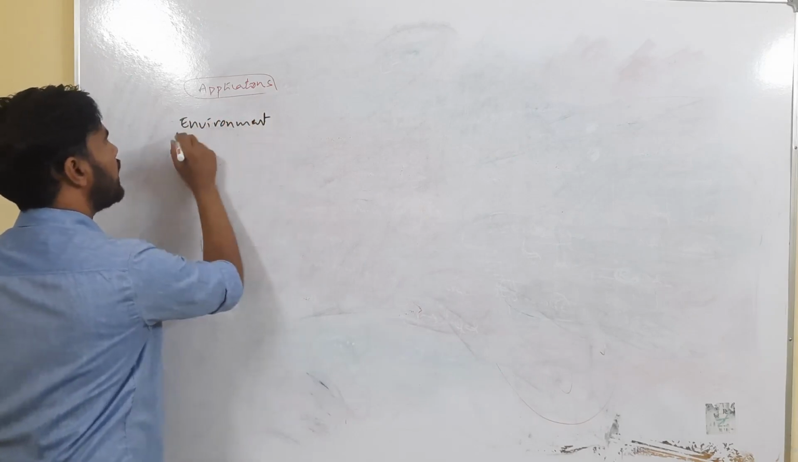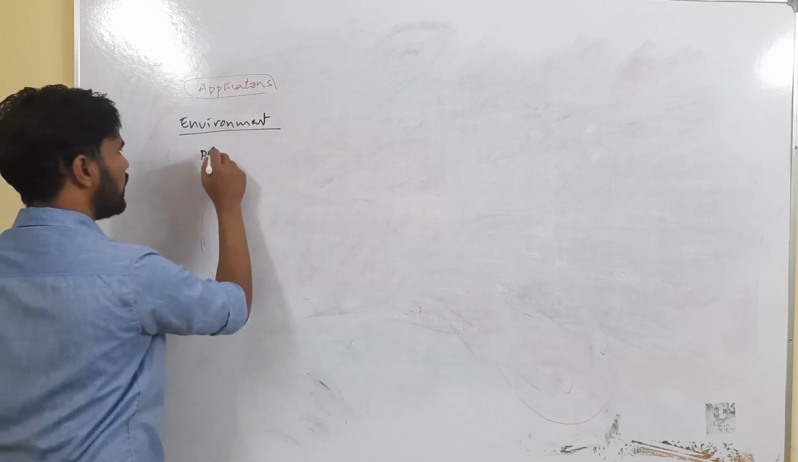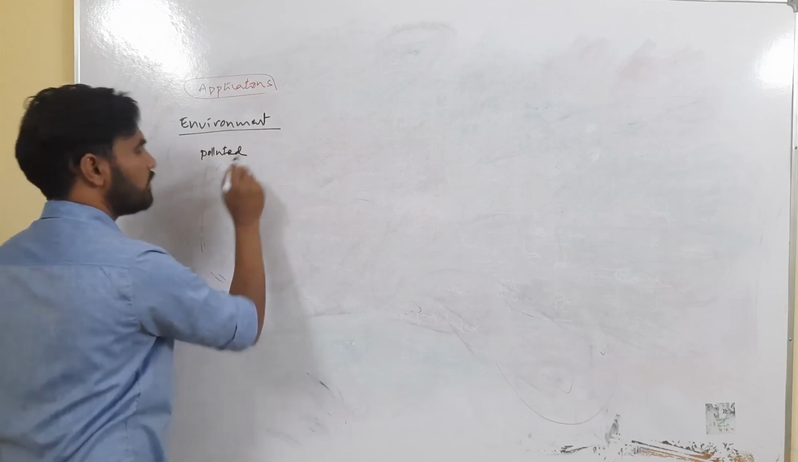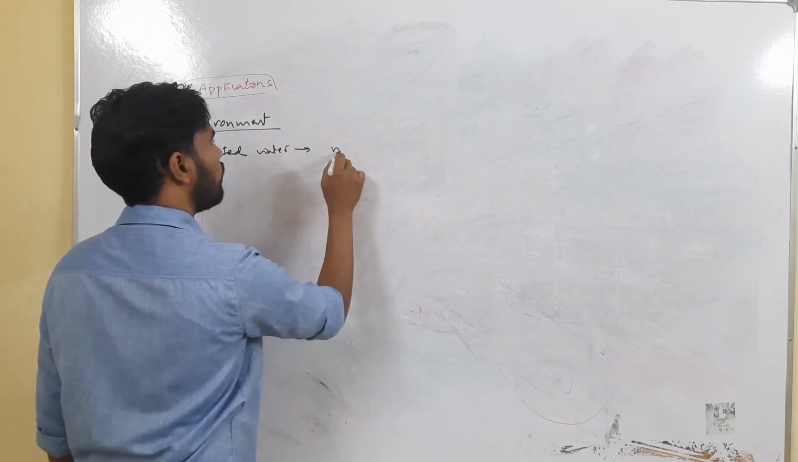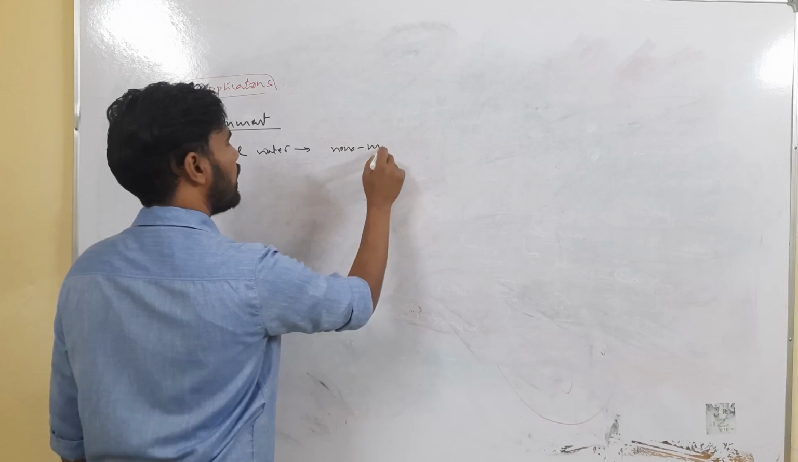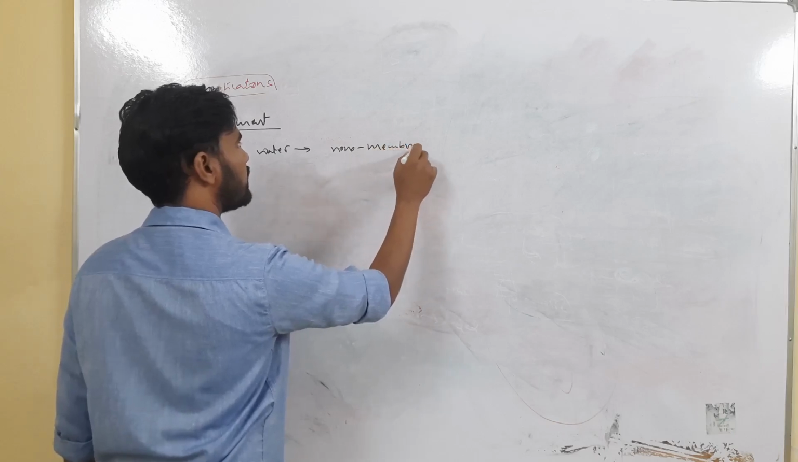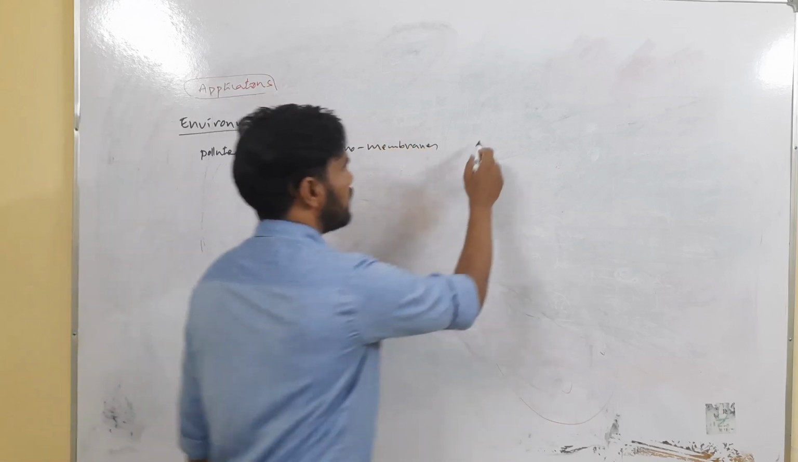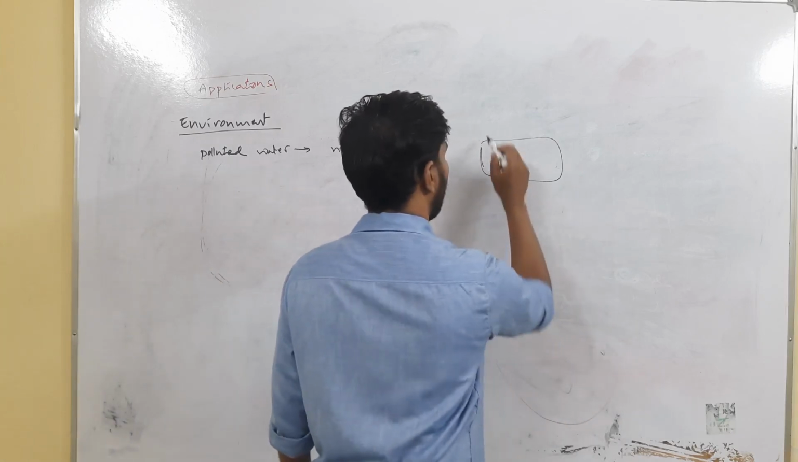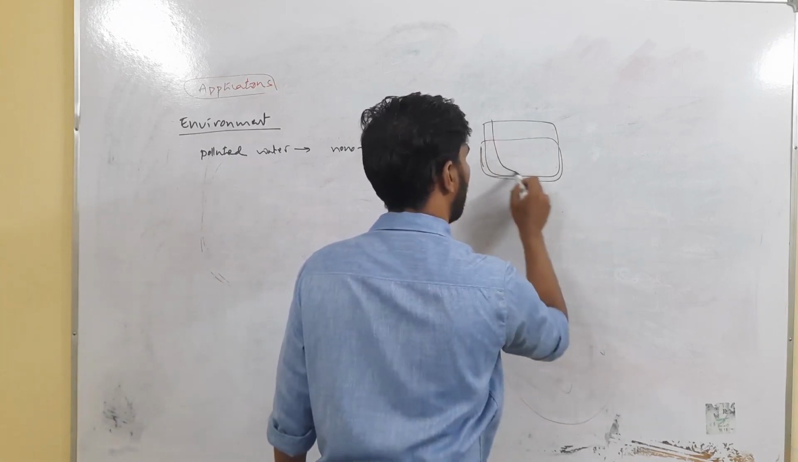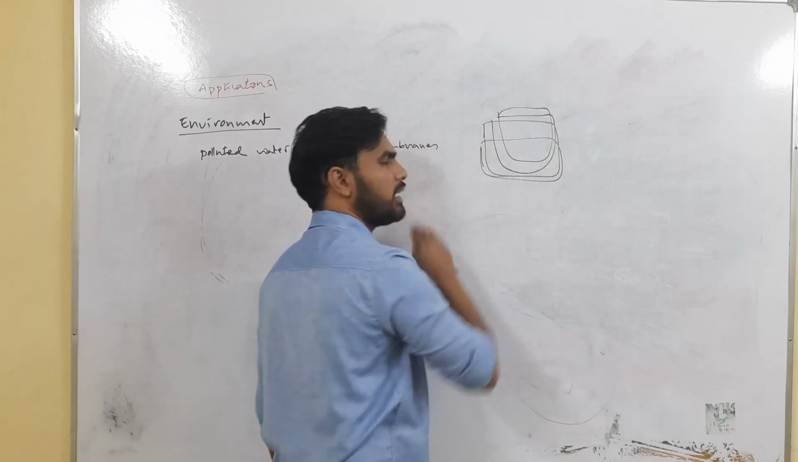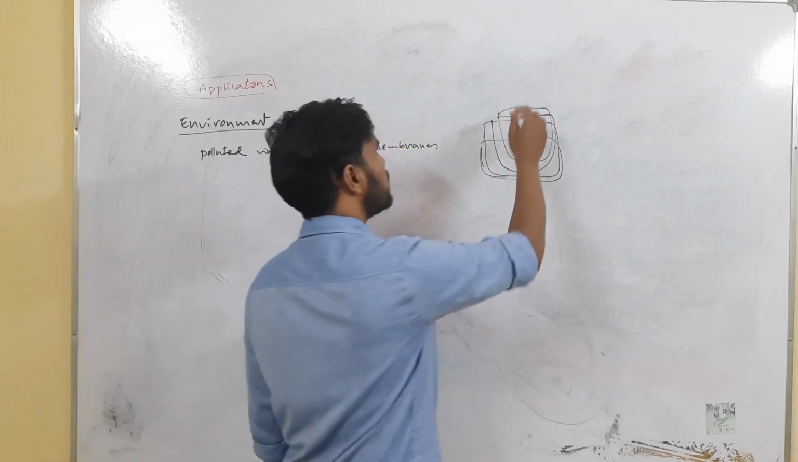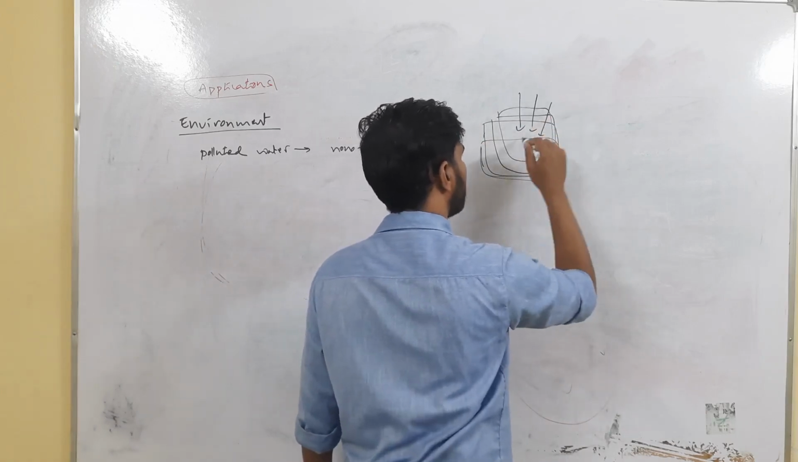Okay, treating polluted water. Nowadays we are seeing polluted water everywhere. By using nano membranes, which are layers, sheets, arranged one on top of another like this, there are various layers of nano membranes, and water is made to flow through these membranes.